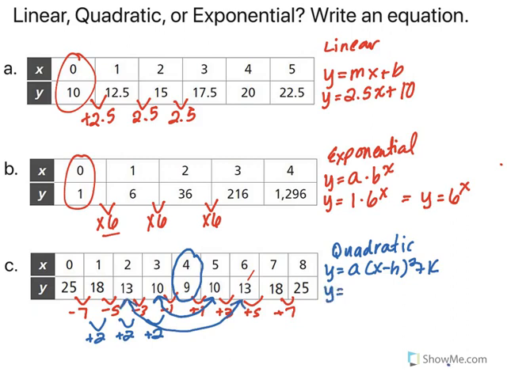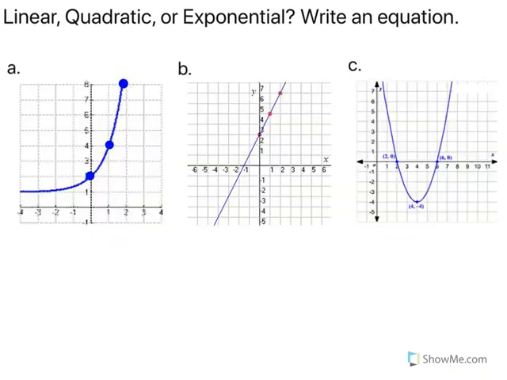So when I go to write my equation, I'm going to put 4 and 9 in for h and k. A in this case is 1, so (x minus 4) squared plus 9, that would be my equation in vertex form.